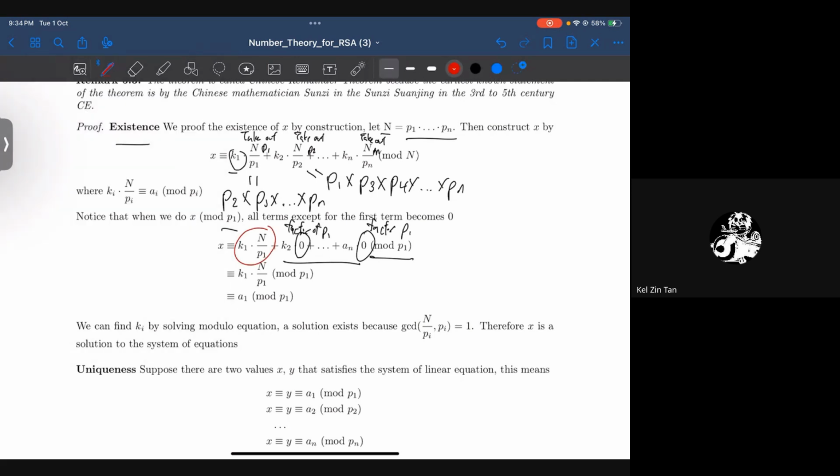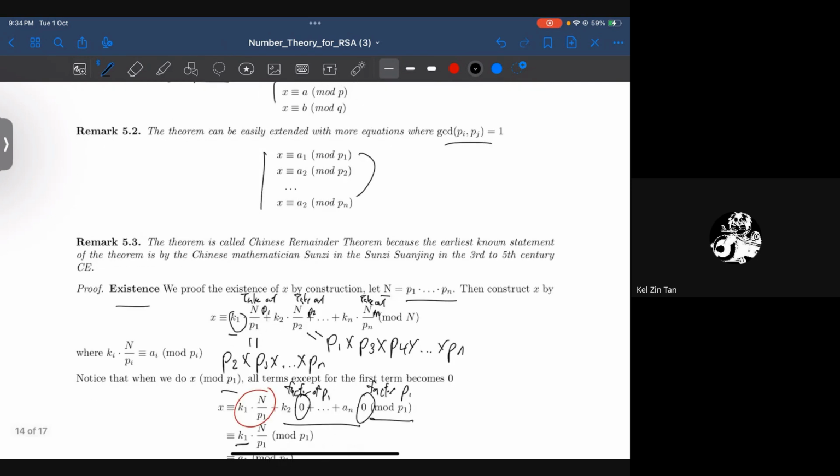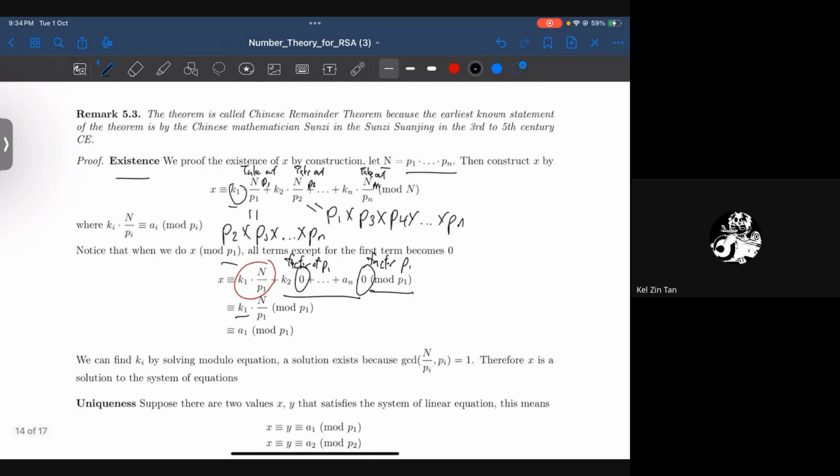So now that I'm left with the first term, I have some freedom to manipulate the values, right? So how do we manipulate it? We multiply by a k1, and we want to make sure what? We want to make sure that x modulo P1 is equal to A1. So we solve the equation for K1 such that K1 multiplied by N divided by P1 is equal to A1.